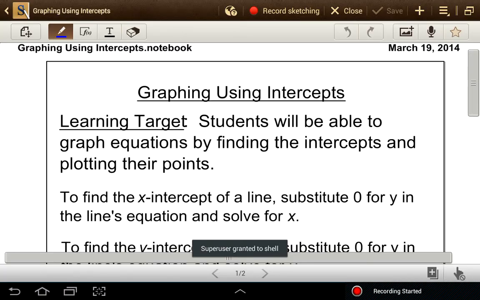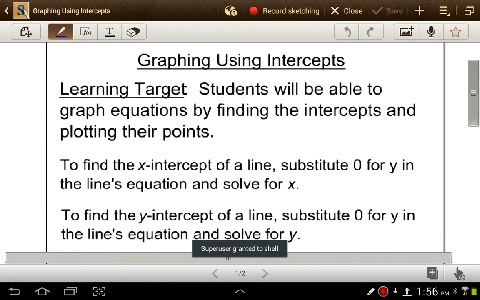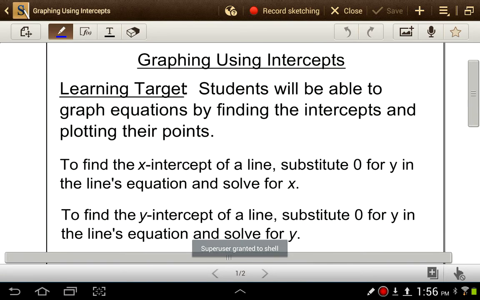Alright, here we are, today's lesson, graphing using intercepts. Okay, so basically what you're going to do today is, we've talked about graphing using a table. This is going to be a different way of graphing, where you can find the x and y intercept and then graph those points, and then find your linear graph that way.